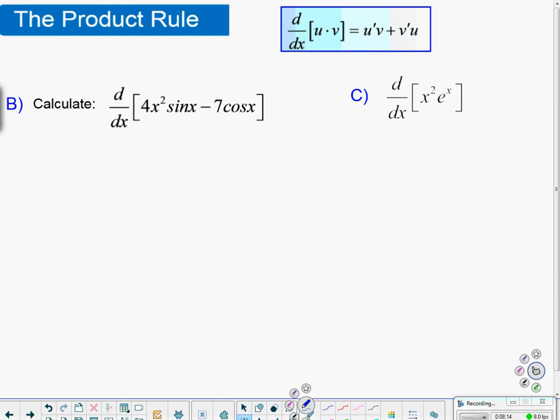All right, C. Once again, we have two functions, u times v, and I'm going to take the derivative. So my derivative, I'll do a little bit different notation, this time dy dx, which means the same thing as y prime, which means the same thing as f prime of x. All of these mean the same.